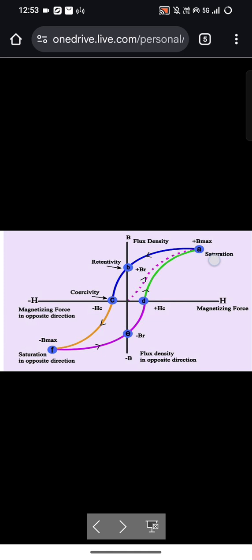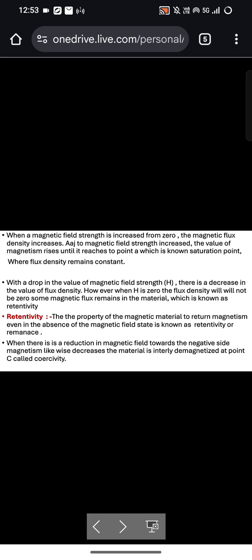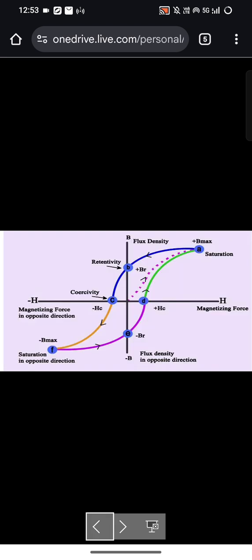This is a hysteresis curve. This is Bmax, where the saturation point is. This is minus Bmax, which is saturation in the opposite direction. C point is coercivity. B point is retentivity.